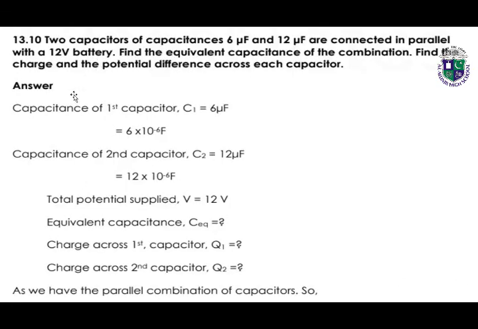Next, the capacitance of the first capacitor is given. Capacitance of the second capacitor is also given in the question. Total potential supplied is 12 volts. So we have to find the same things, Q1, Q2 and C equivalent.